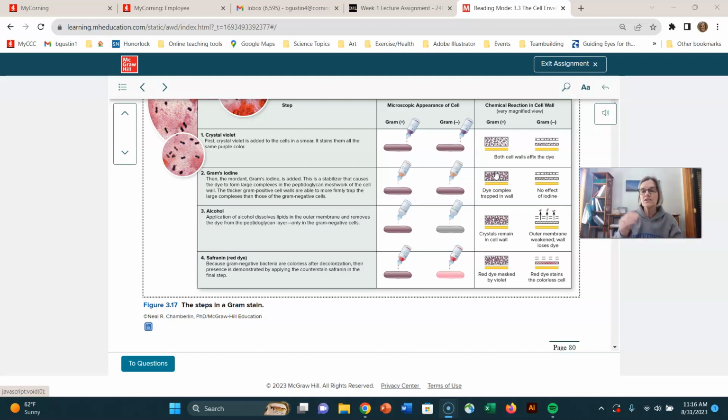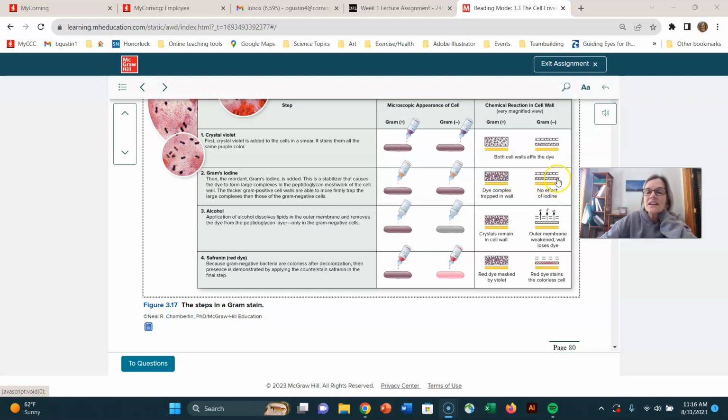And it's kind of funny because the crystal violet was small enough to get in. The iodine's small enough to get into that wall. But when they clump together in that thick gram-positive wall, they're too big to get out. Okay, so it's kind of like they got in the doorway. They're small enough to get in the doorway, but when they clump together, they got too big to get out of that doorway. So they're stuck inside the wall.